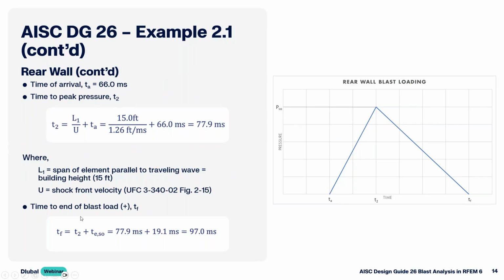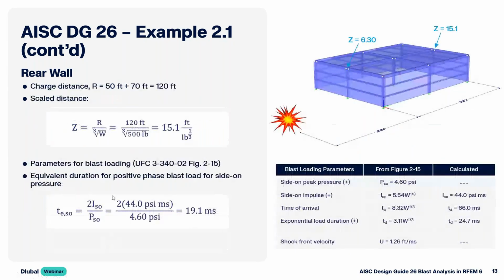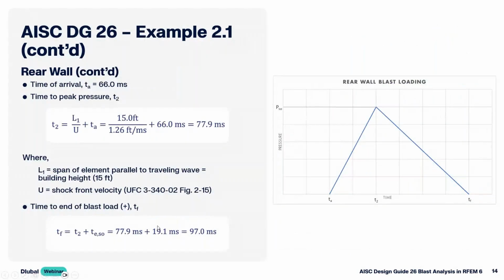So this is also a simple equation here. We're just going to take T sub 2 that we solved for above, and we're going to add in that equivalent duration that we solved for on the previous slide, taking into consideration the impulse and the pressure here. We take 19.1 seconds, we add it to 77.9, and we get our final time point here of 97 milliseconds.